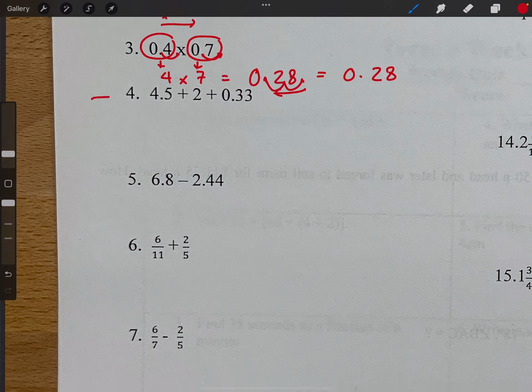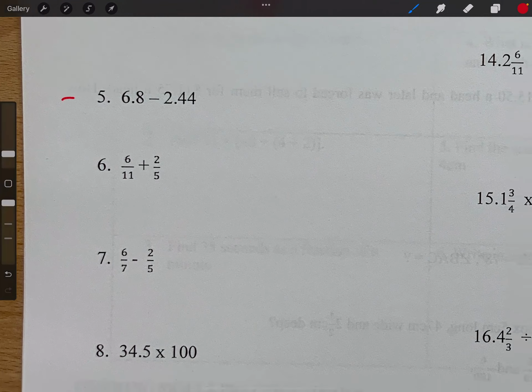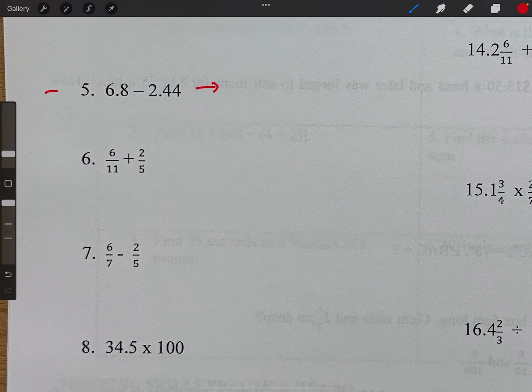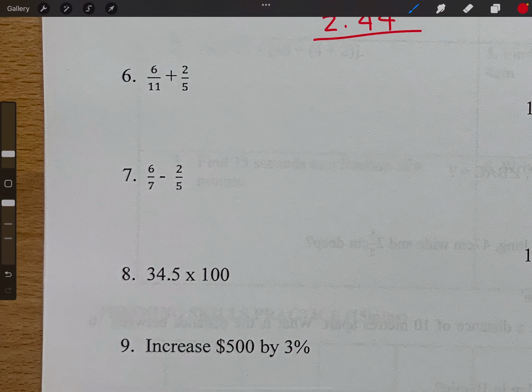Question 4 you can do on your own. Question 5 you can do on your own. Okay, this question 5, just be careful. 6.8 minus 2.44. Make sure that the decimal is in the same column. And anything that doesn't have a number, just put a 0 there. And you can work it out.